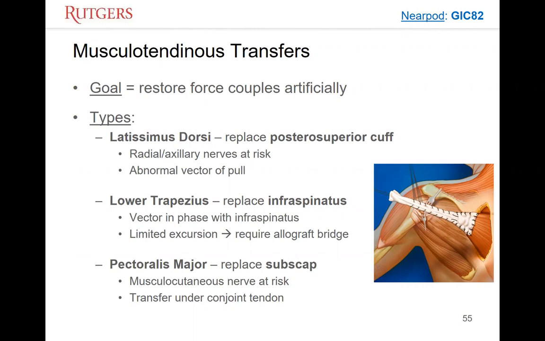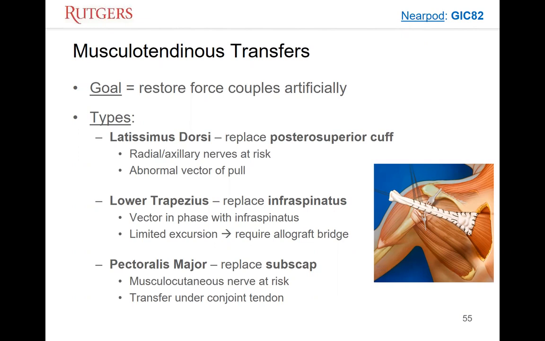The lat transfers are performed to replace the function of the posterior superior cuff. However, it lies in close proximity to the radial nerve and posterior branch of the axillary nerve, making a theoretical risk of nerve injury. In addition, the vector of pull of the lat is more vertical than the native cuff, and there are concerns that this can lead to abnormal kinematics and eventually arthritis. This is contraindicated with a non-functional subscap.